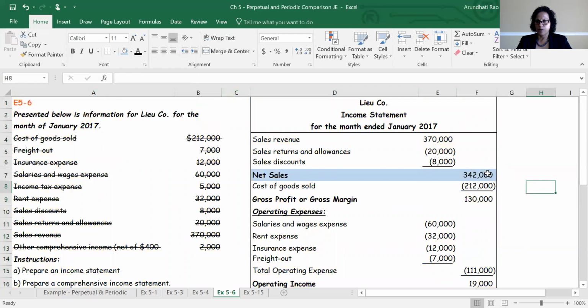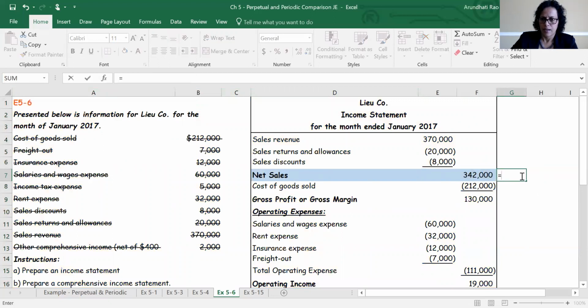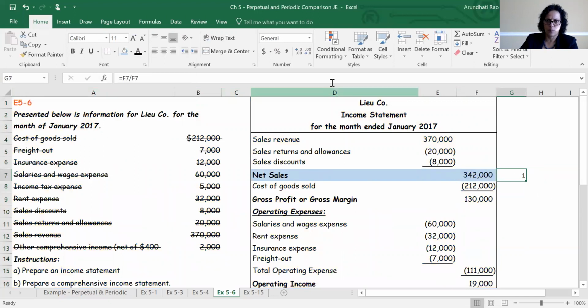The net sales number, in the income statement, is always the 100%. That's a base number. So what I can do over here is any number divided by itself is going to give me the percentage that I'm looking for, which is 100%. Okay. Now, all the other numbers you want to state as a percentage of sales. So for gross profit, it is 130 divided by 342. So gross margin divided by net sales.